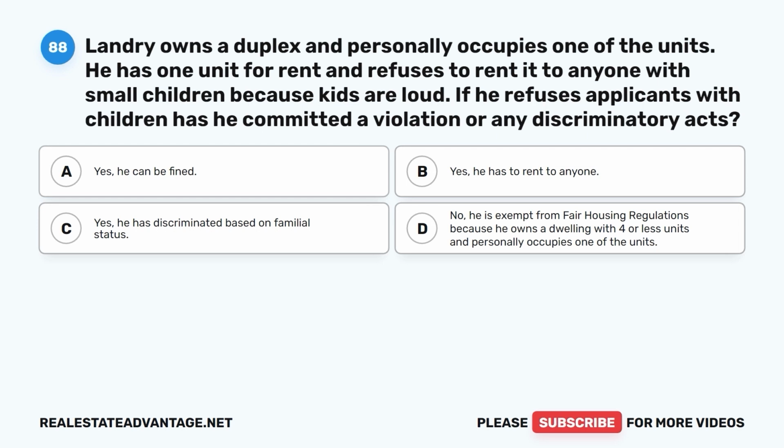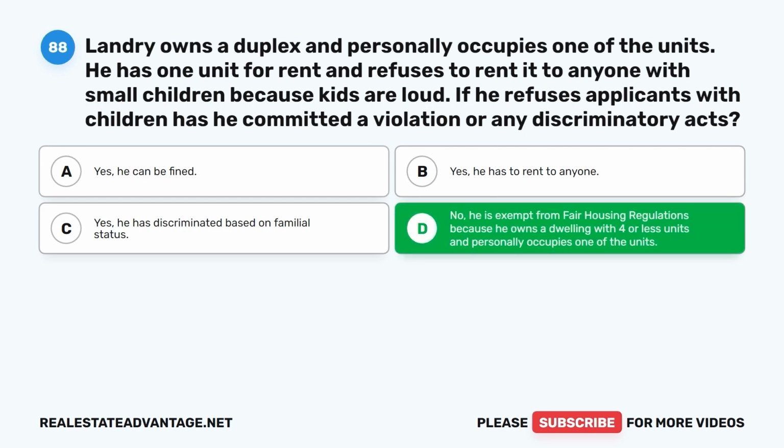Question 88. Landry owns a duplex and personally occupies one of the units. He has one unit for rent and refuses to rent it to anyone with small children because kids are loud. If he refuses applicants with children, has he committed a violation or any discriminatory acts? A. Yes, he can be fined. B. Yes, he has to rent to anyone. C. Yes, he has discriminated based on familial status. D. No, he is exempt from fair housing regulations because he owns a dwelling with four or less units and personally occupies one of the units. The correct answer is D. No, he is exempt from fair housing regulations because he owns a dwelling with four or less units and personally occupies one of the units.